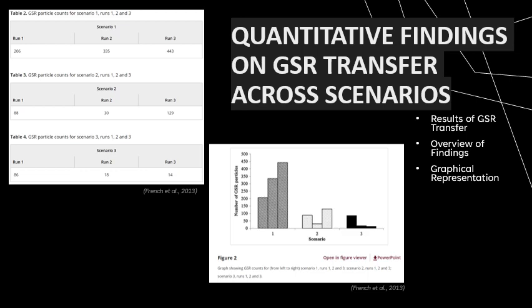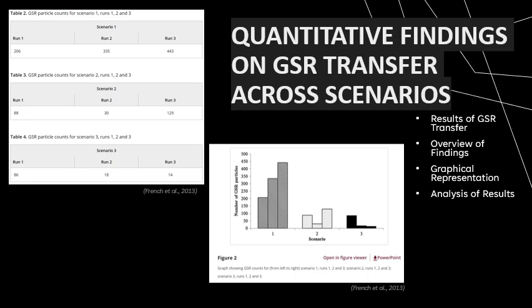And the same can be said for scenario 3 as well, because it's still a secondary transfer, with run 1 having 86 particles, run 2 having 18 particles, and run 3 having 14 particles. So it shows not as much transfer as in scenarios 1 and 2, especially not as much as in scenario 2. However, it is showing that there is still some transfer.